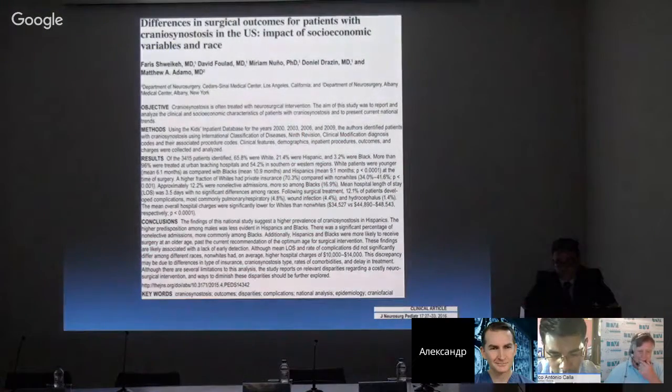This article from the Journal of Neurosurgery in 2016 is interesting and shows that we have an increase of craniosynostosis in the group of Hispanic patients and Black patients in the United States. But maybe they are poor patients, they don't have access to surgery, and usually you have a delay of treatment in these patients.